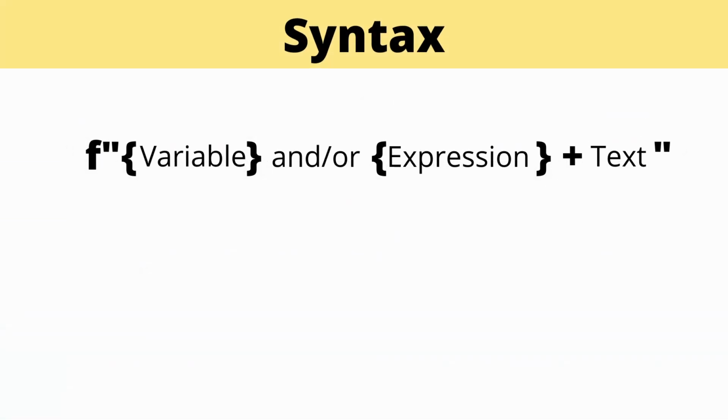The syntax of f-strings is pretty simple. You begin by typing the letter F. By the way, this F could be in lowercase or uppercase. Next, you open single or double quotation marks. You'll need to pick one or the other, as the opening and closing quotation marks need to match. Then you type any variables or expressions, including function calls, inside curly brackets. Finally, you add text to make the output understandable.